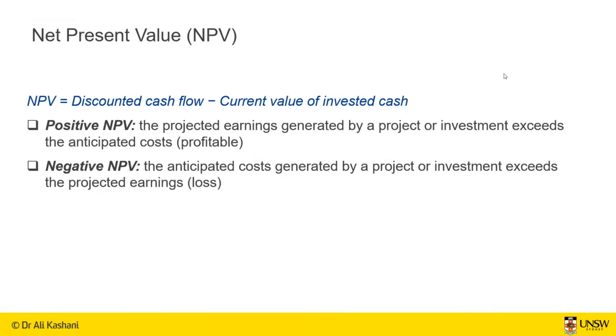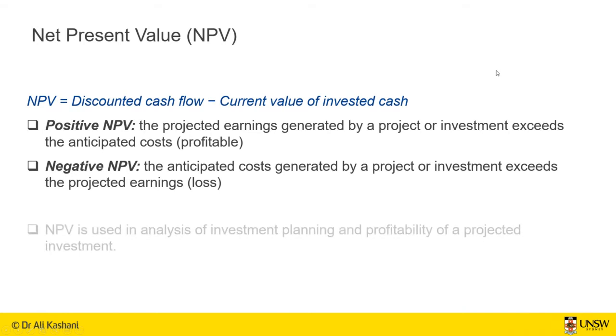A positive net present value means that the earning generated by a project or investment exceeds the anticipated cost, or in other terms, the project is going to be profitable. And a negative net present value means that the anticipated cost of the project or investment exceeds the project earning, or you're incurring a loss.